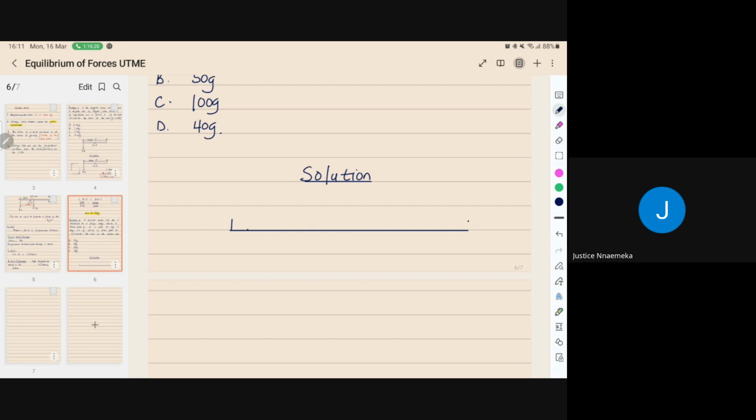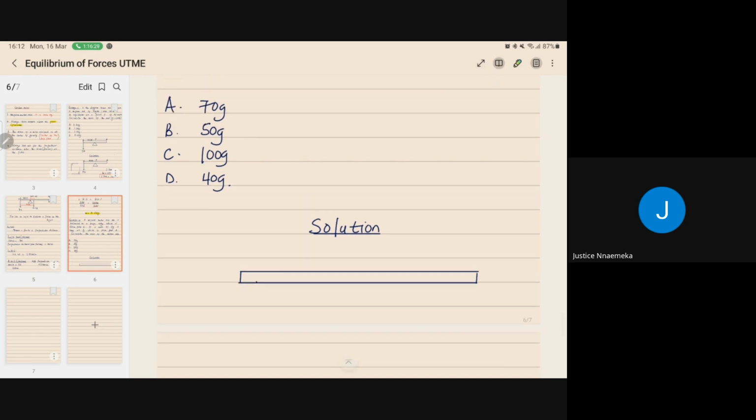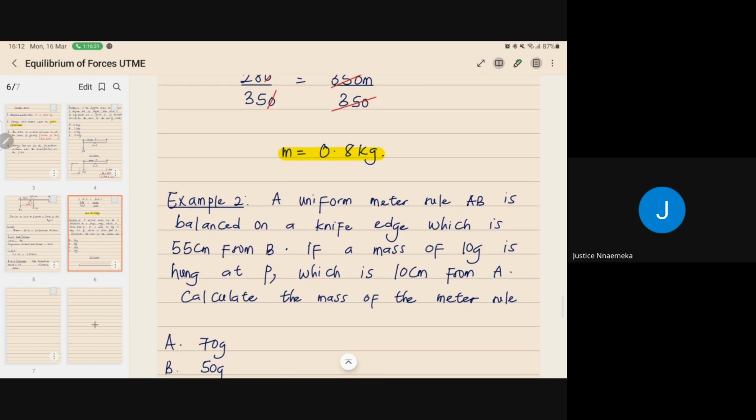I wish to solve a lot of questions today, especially those ones where the angles are inclined that Paul sent to us. So this is the length, 100 centimeter. What's the next statement they gave us? You are drawing this one yourself. AB is balanced on a knife edge, right? Which is 55 centimeter from B.